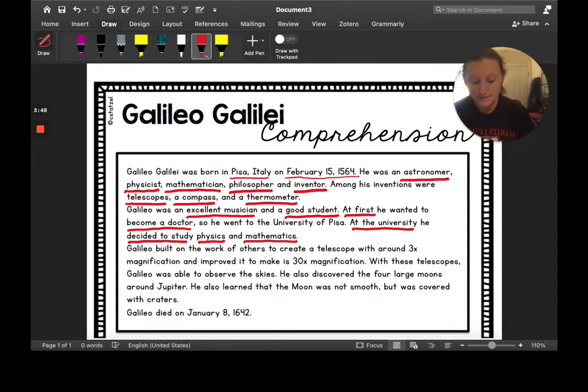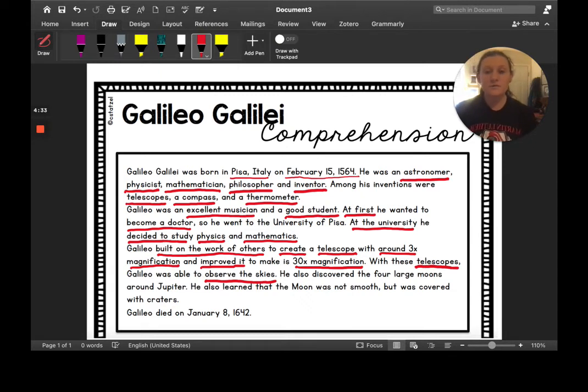So looking back at that sentence, let's underline that he built on the work of others and he created a telescope with around 3 times the magnification and he improved it to make it 30 times the magnification. So with these telescopes, Galileo was able to observe the skies. So let's underline the word telescope because that's very important. And with these telescopes that he helped to improve, he was able to observe the skies with them.